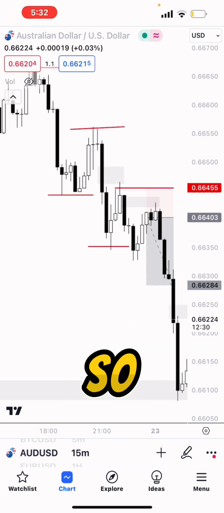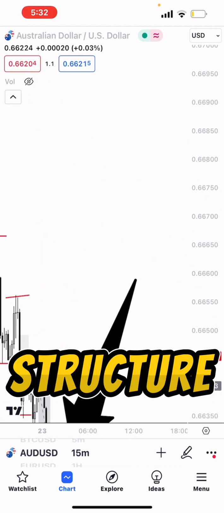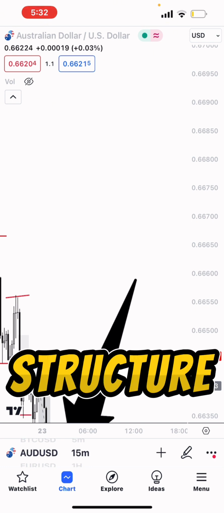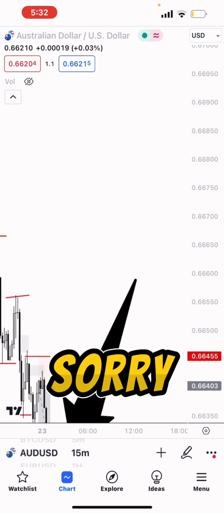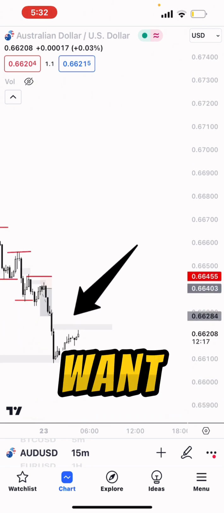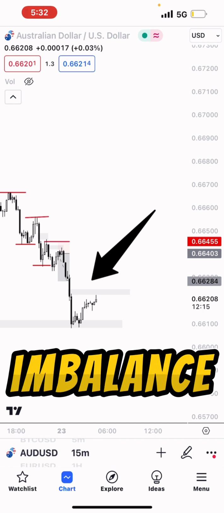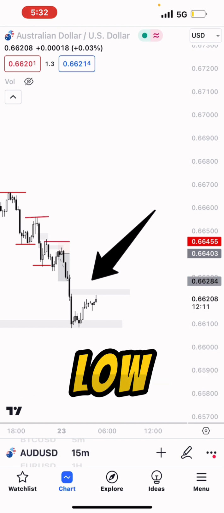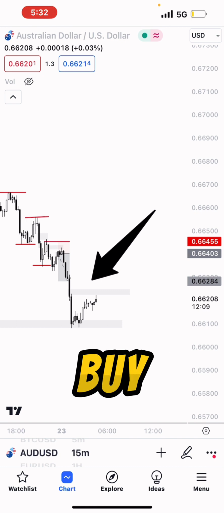And yeah, the key is, number one, news. Number two, market structure. And number three, you want to buy if your structure is bullish. If you're bullish, you want to look for either an imbalance gap or order block low. You want to buy at the dip. You want to buy cheap.